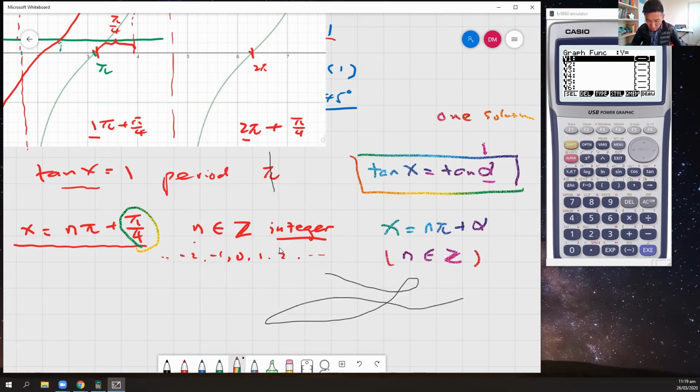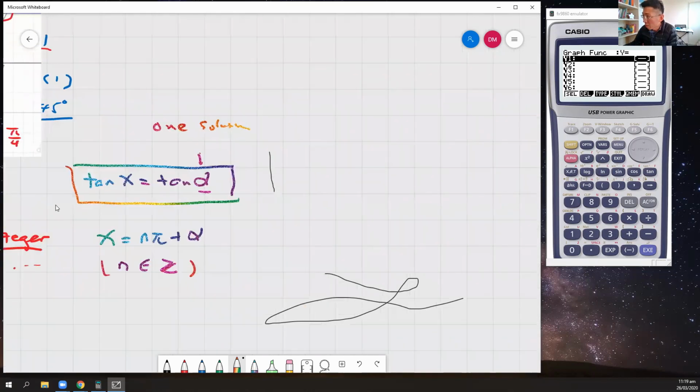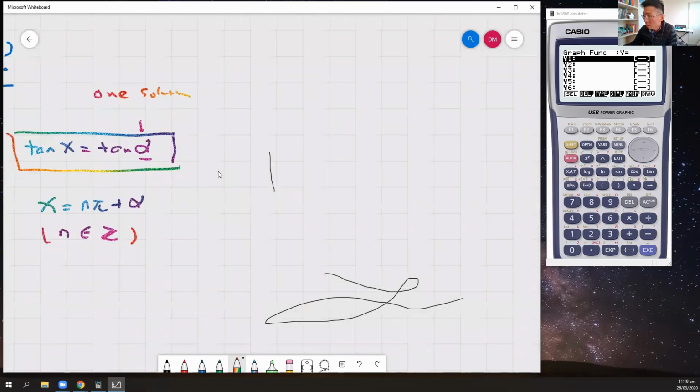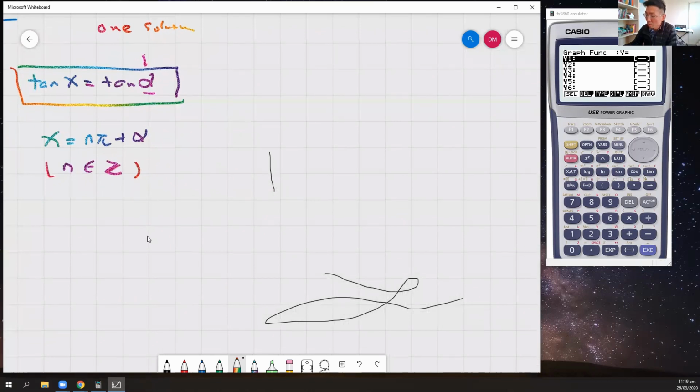So if you turn to page 19, I might use this one. Actually, I might not. I might just leave it to you for this case. But I'm going to give you one example. So for example, tan x equals, let me choose a special one, equals square root of 3 over 3.